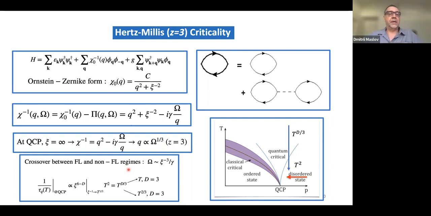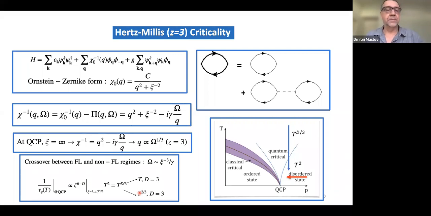And then the crossover between the Fermi liquid and non-Fermi liquid regimes occurs at energies which by itself is proportional to ξ⁻³. Or it means that I can replace ξ⁻¹ by ω^(1/3) if I want to go to criticality. So if I go back to my Fermi golden rule formula, I had a factor of T squared. Now the divergent correlation length will be inversely proportional to temperature to the power of 1/3. And that will give me a non-Fermi liquid exponent of the scattering rate, which is d over 3, which means that it is linear in 3 dimensions and it's 2/3 in 2 dimensions.